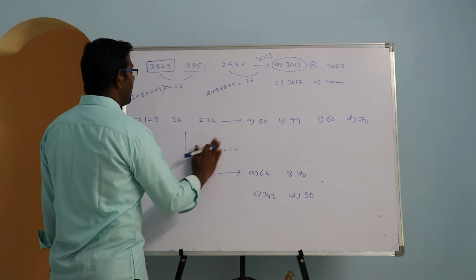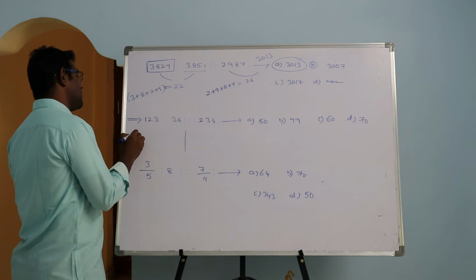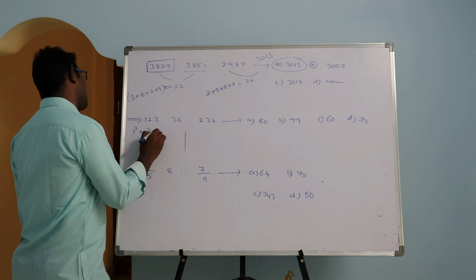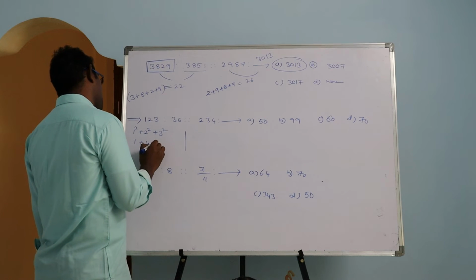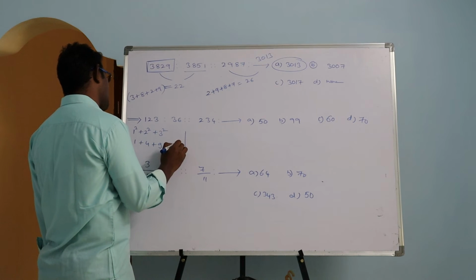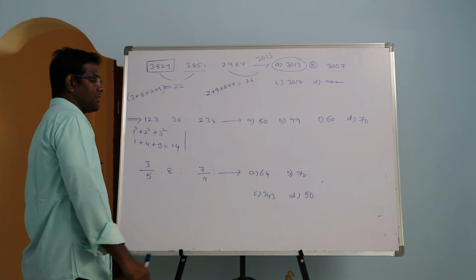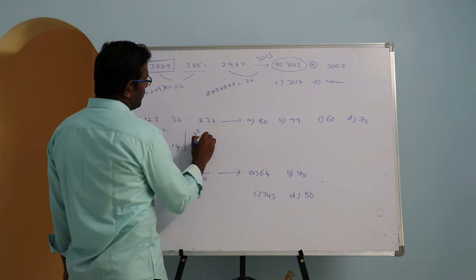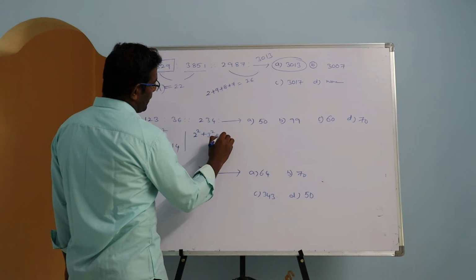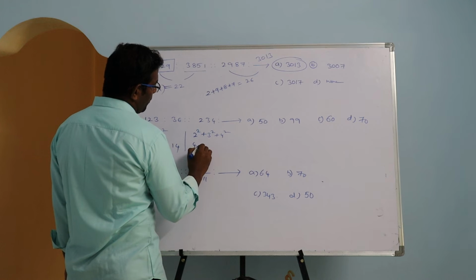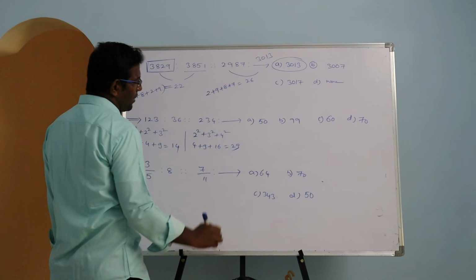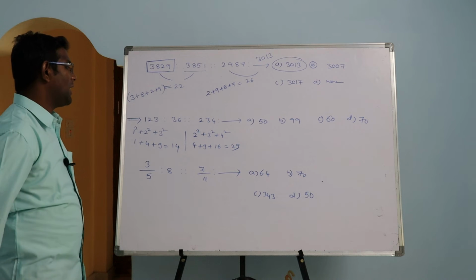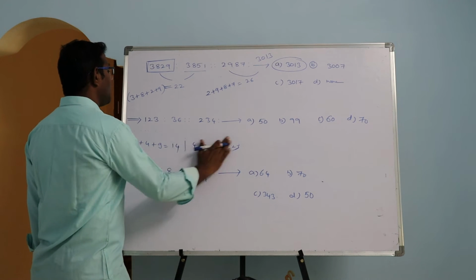Next option 3. Next, the square of the numbers: 1 square plus 2 square plus 3 square. 1 square means 1, 2 square means 4, 3 square means 9. Our total count is 14. In the same way 2 square plus 3 square plus 4 square, 4 plus 9 plus 16, your overall count is 29. Is 29 there in the options? There is nothing for 29.